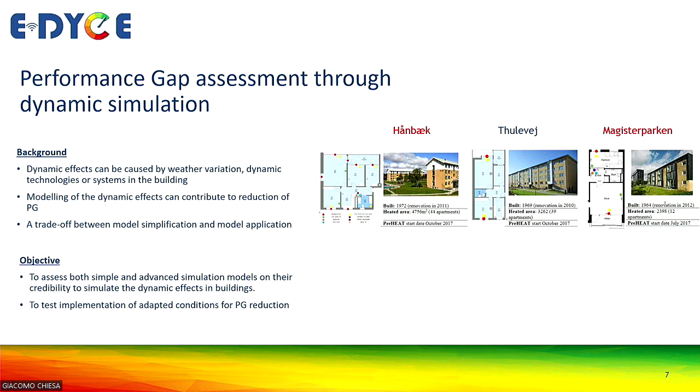But one big question is, what does it take from us as engineers or modelers to model this behavior? Can we really reflect this behavior through our models? And this was one of the objectives in this study. We would like to look at simple models for simulating the dynamic performance of the building and a little bit more complex models. Furthermore, we could also test the application of our adapted conditions in order to test the hypothesis that we introduced in the beginning of the project, that the introduction of the adapted conditions should be supporting us in the reduction of the performance gap.